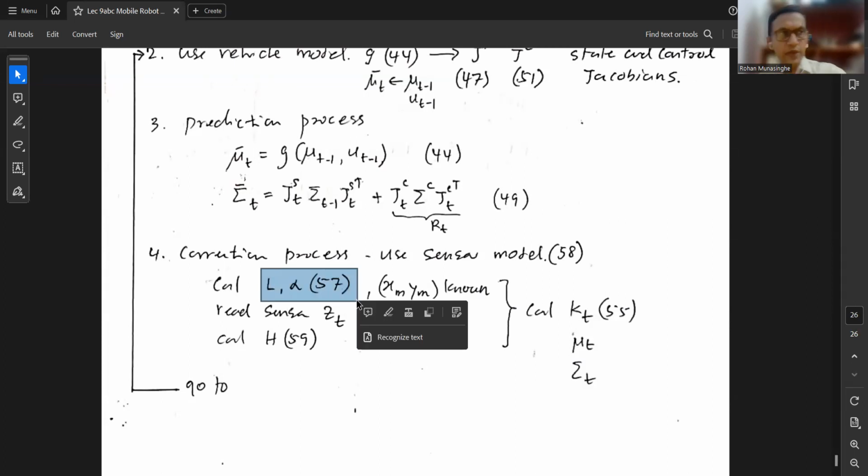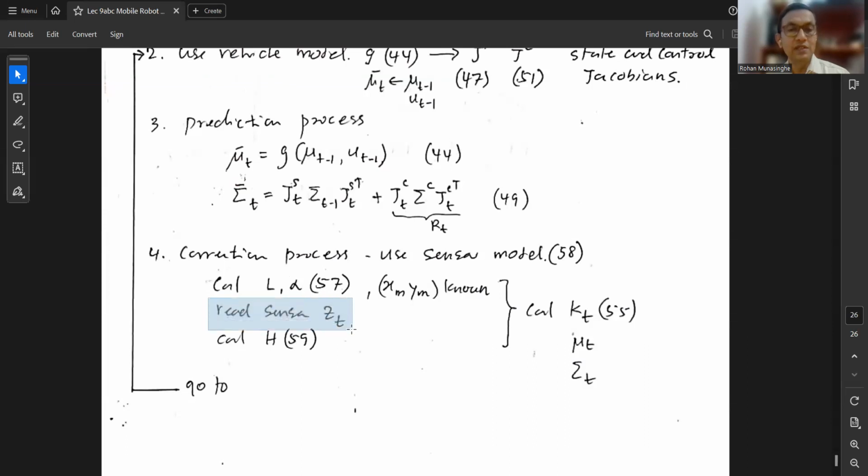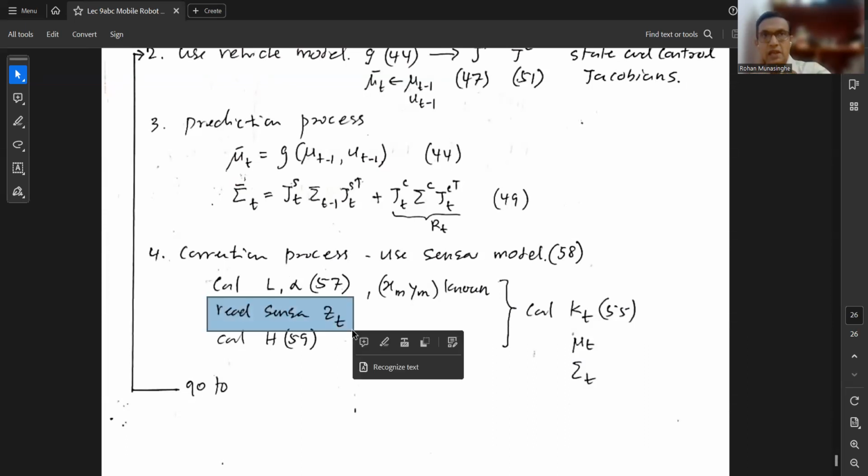So this is what you expect the measurement, the sensor, to tell you, right? This is the distance to the marker. This is the angle to the marker. But the sensor tells something else. When you read the sensor, it tells you something else. The length or distance is different, the angle is also different. There's a difference between what the model says and what the sensor says.